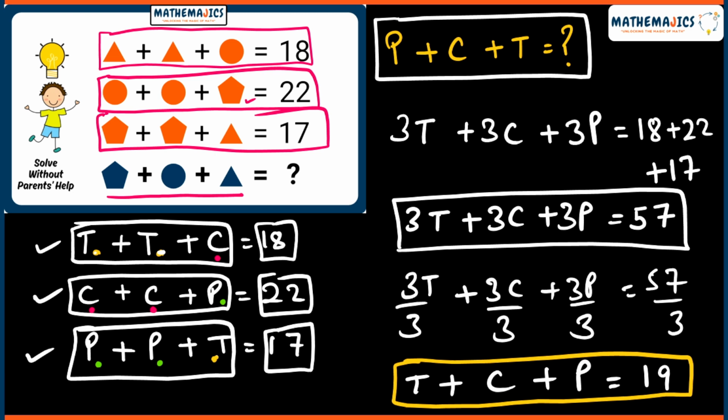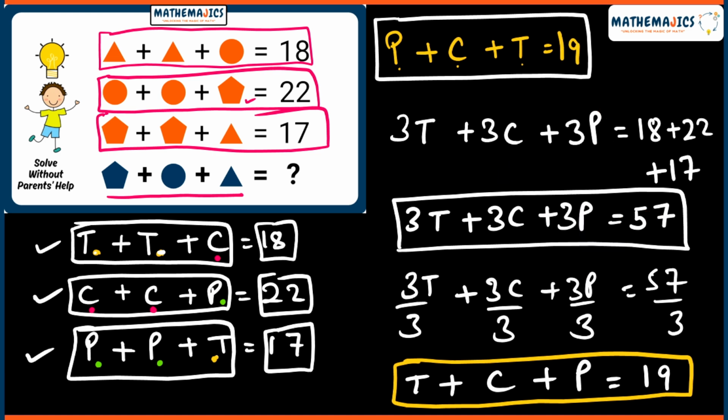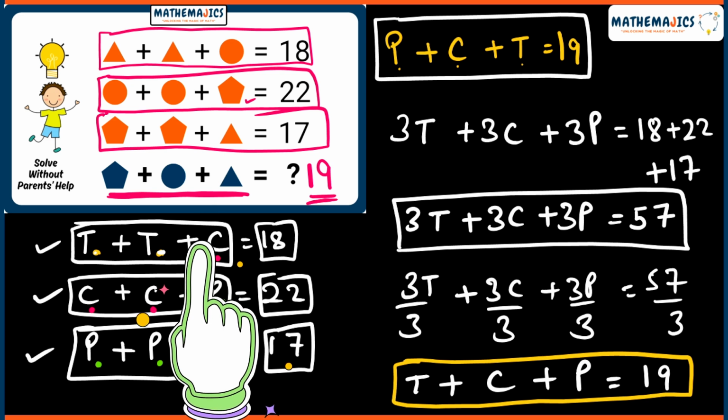See, the order does not matter. We have written one pentagon, one circle and one triangle. The order does not matter because if you add 3 to 5 or if you add 5 to 3, the answer still remains same. So what is the value of this question mark here? The value of this question mark is 19. Let me write it here as well. The value of one pentagon, one circle and one triangle is 19. Yes. So this is the final answer.